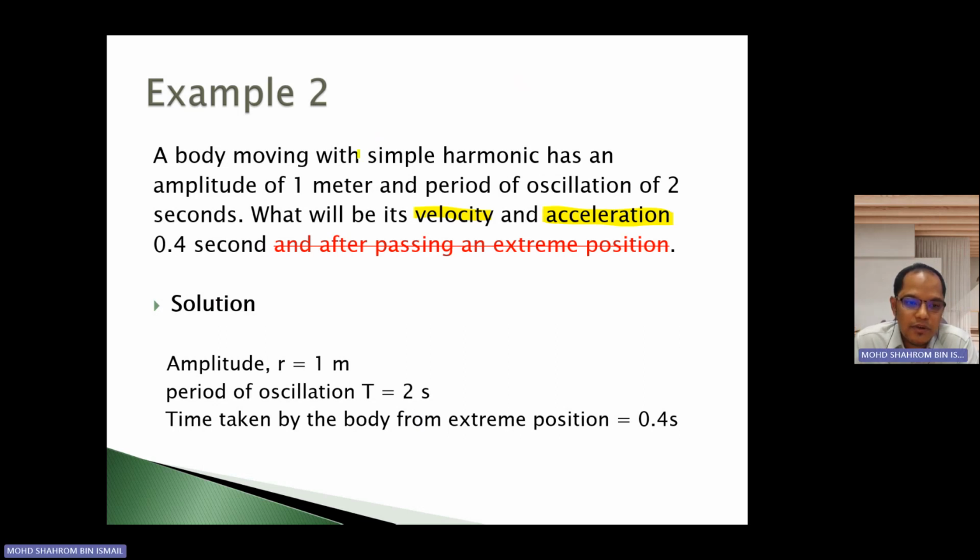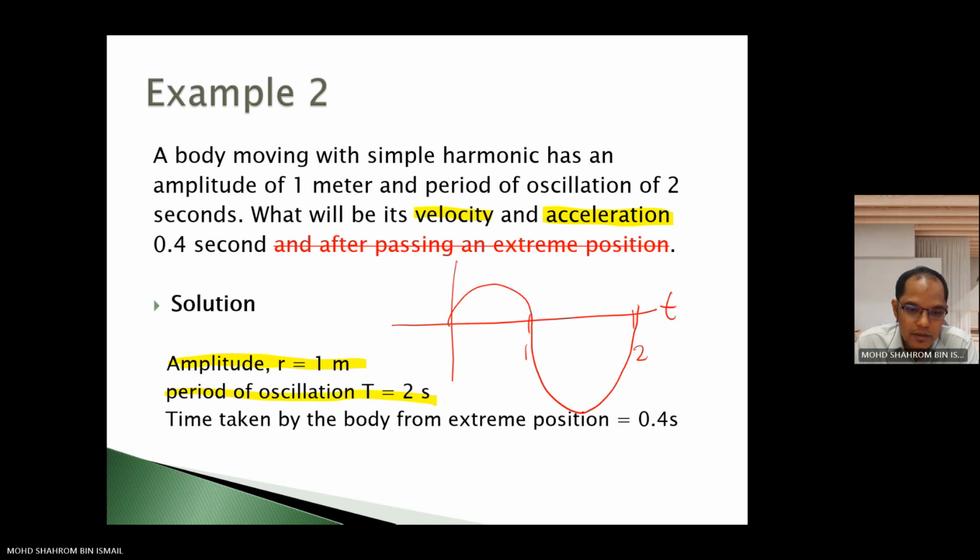Okay, so they have already given you the amplitude r, which is equivalent to 1 meter. Period of oscillation is this kind of formula. What is the period of oscillation? Basically, you can see here very clear. This is time. So this is 1 and this is 2. So this is the period of oscillation. The period of oscillation is 2 seconds, and the time taken by the body from the extreme position, maybe here, I think, is 0.4 second.